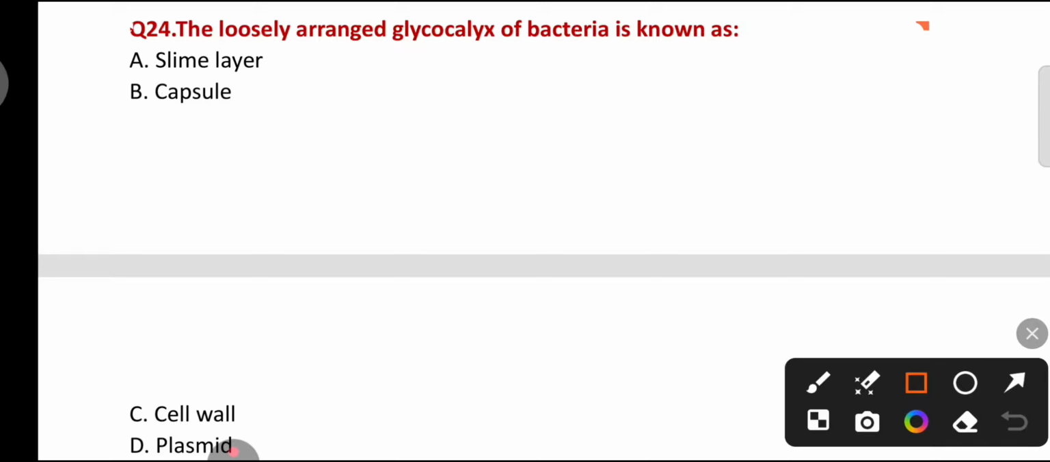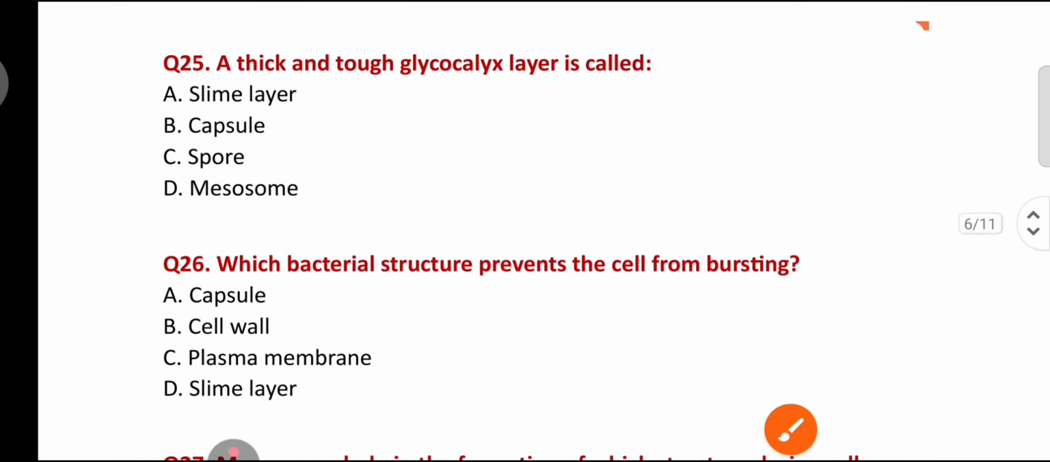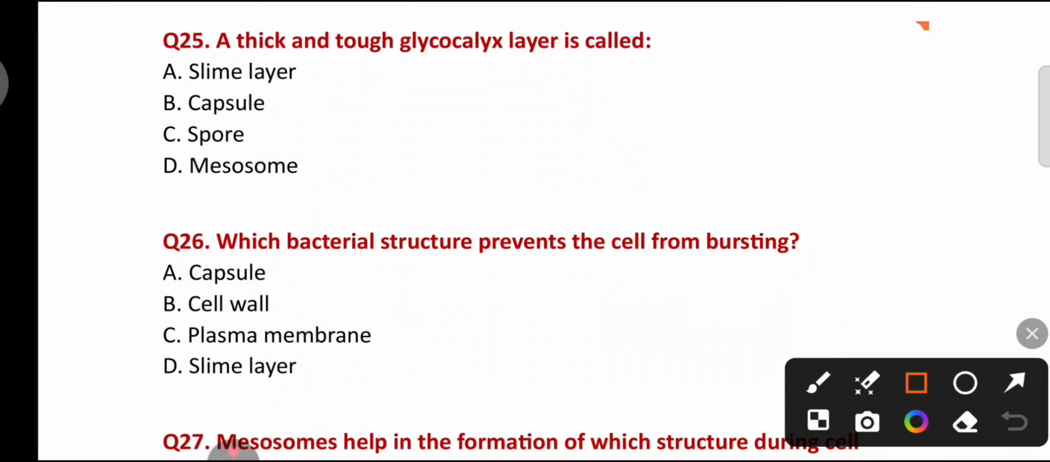The loosely arranged glycocalyx of bacteria is known as slime layer, capsule, cell wall, plasmid. Slime layer. A thick and tough glycocalyx layer is called slime layer, capsule, spore, mesosome. Thick layer is capsule. Which bacterial structure prevents the cell from bursting?